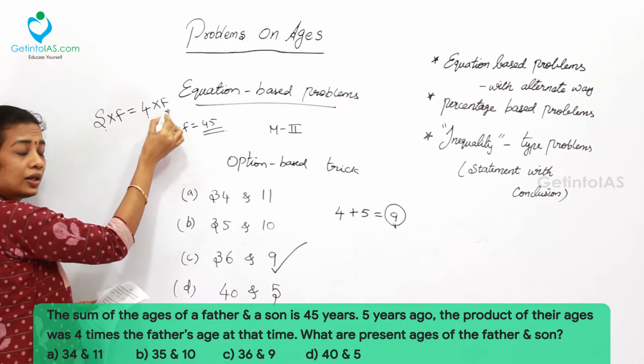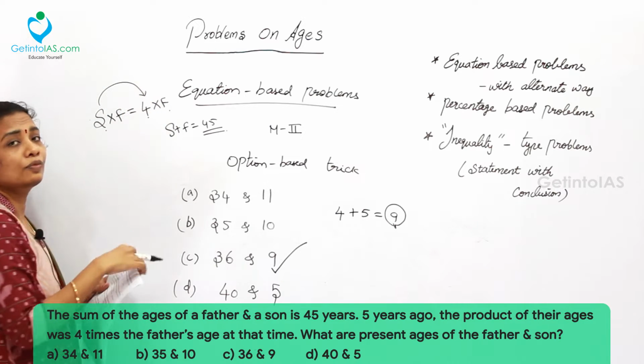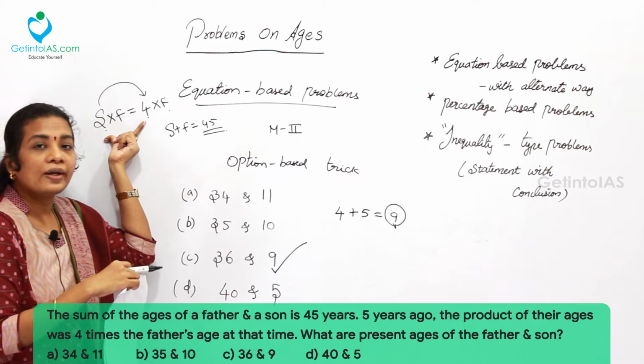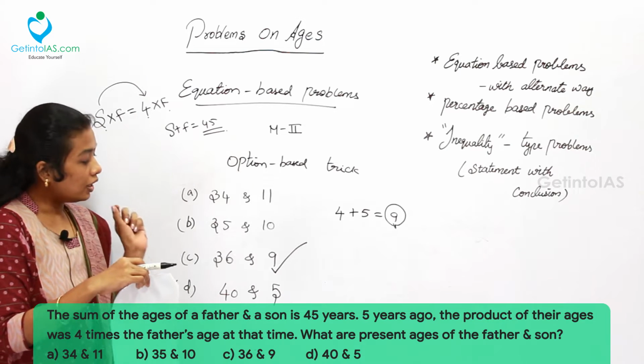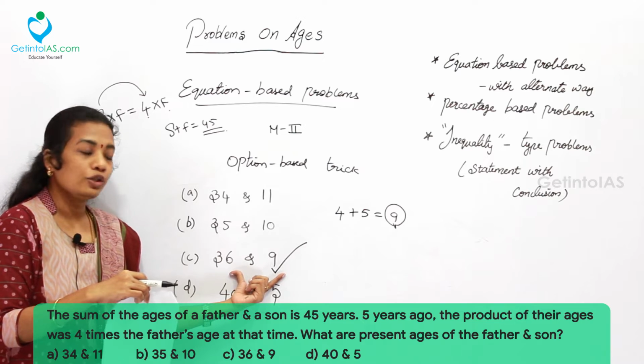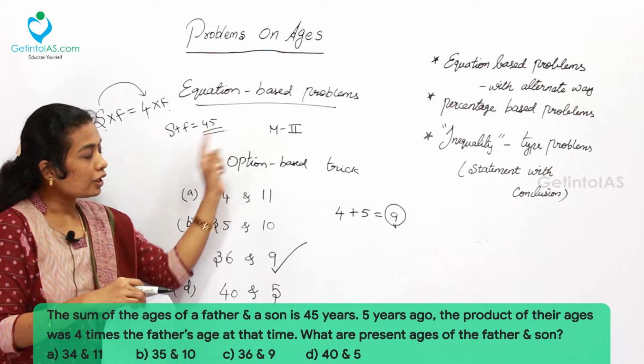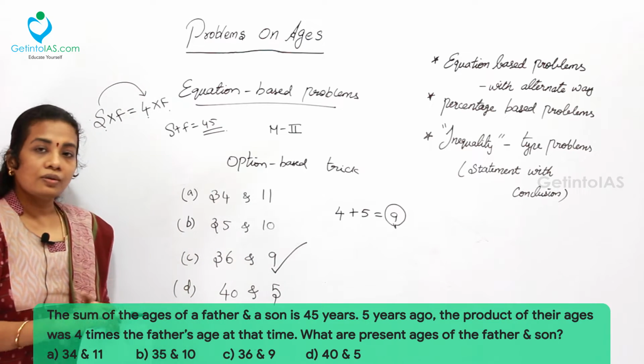So 4 times father's age means the son's age will become 4. As soon as you find this from the question, it will become easy to select your correct option. That is the method; option C is the correct answer.